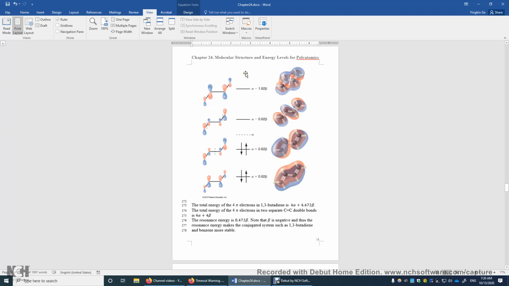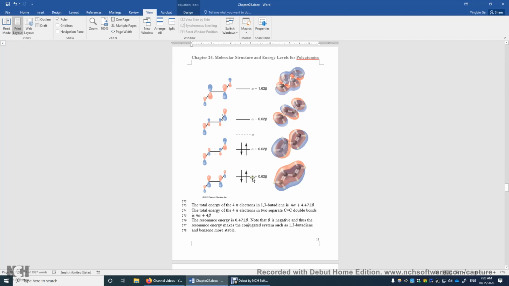And energy goes up. There's a typo here. This is 1.62 beta, okay, not 0. So obviously, there's a mistake here. Now you can calculate the total energy of these 4 pi electrons.